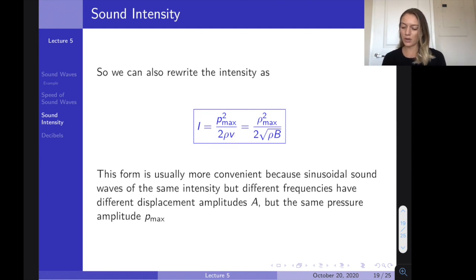And the reason that this form is usually more convenient is because we can have two sound waves of the same intensity, but different frequencies and different displacement amplitudes, but they will still have the same maximum pressure P max. So that's why it can be a little bit more convenient to just talk in terms of the maximum pressure difference instead of the frequency and displacement amplitude.